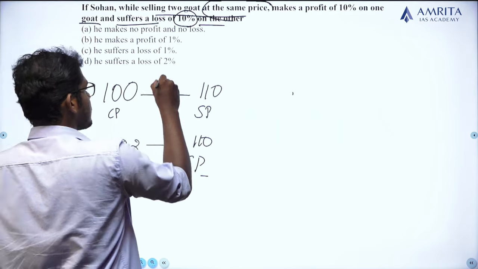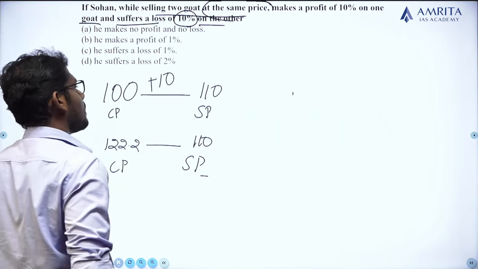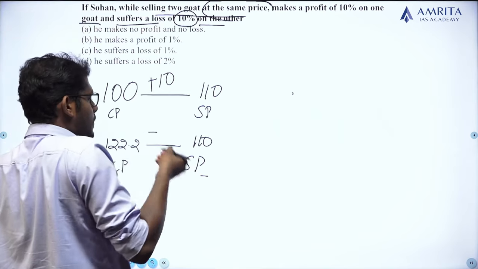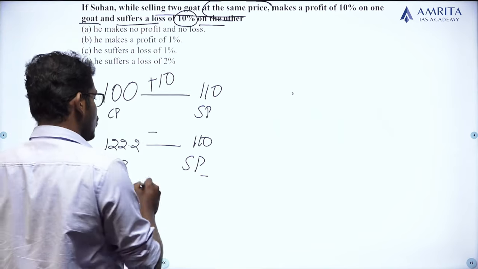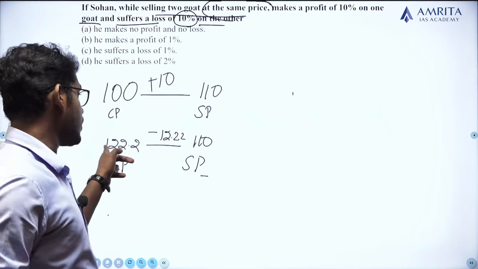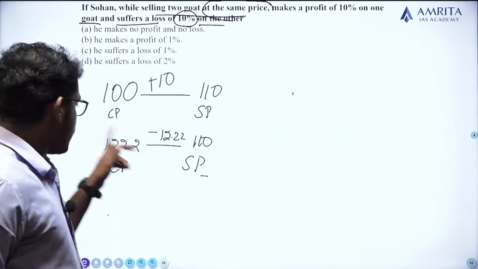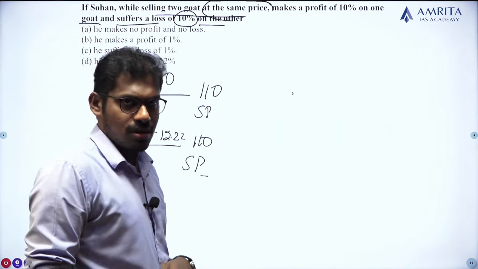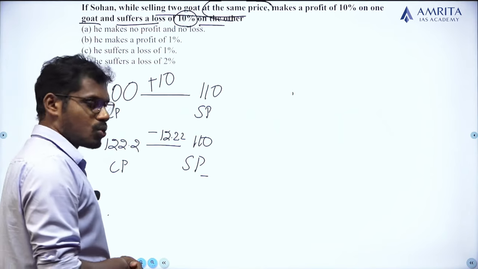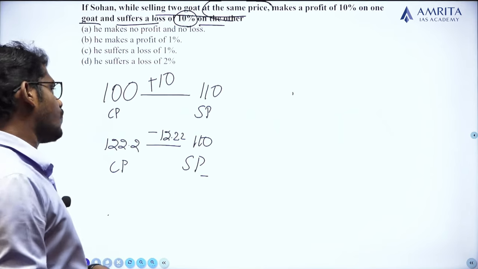In the first case, he has obtained a profit of 10 rupees. In the second case, he suffered a loss of 12.22 rupees, that is 122.2 minus 110. Cost price minus selling price is a loss. Clear? Okay. So 122.2 minus 110 is 12.22. So he has obtained a loss of what?